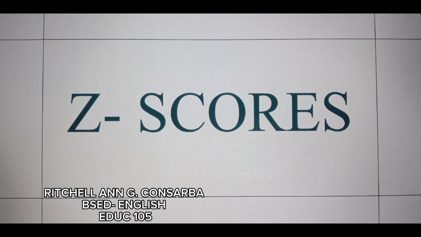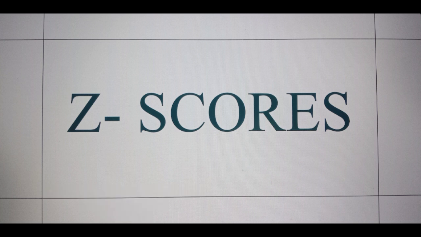Now we will be tackling z-score. But before that, what is z-score? The standard score or z-score is a very useful statistic because it allows us to calculate the probability of a score occurring within a normal distribution, and it enables us to compare two scores that are from different normal distributions.